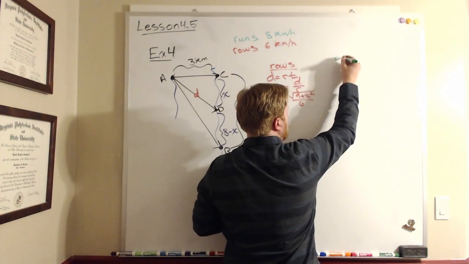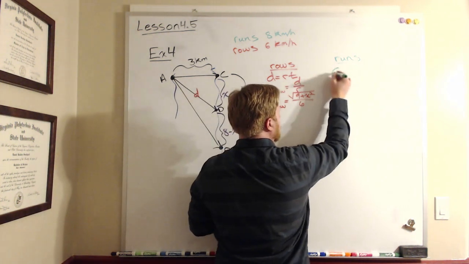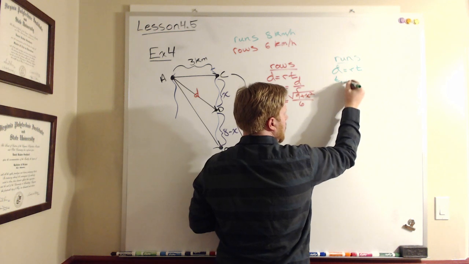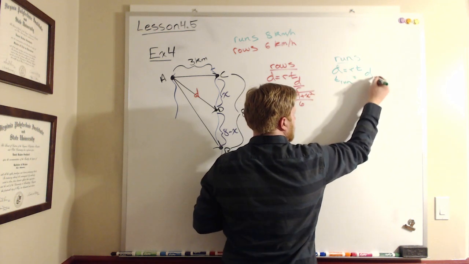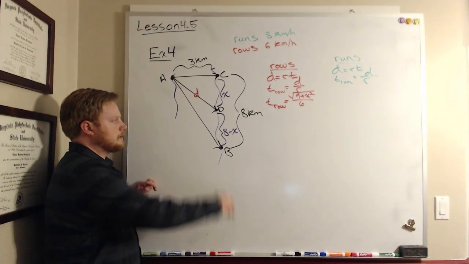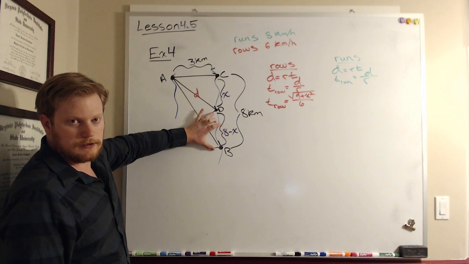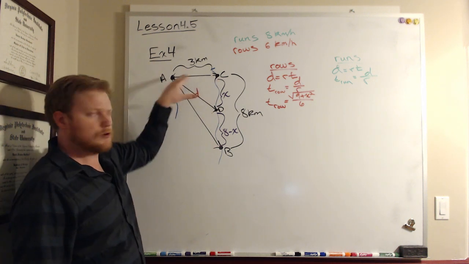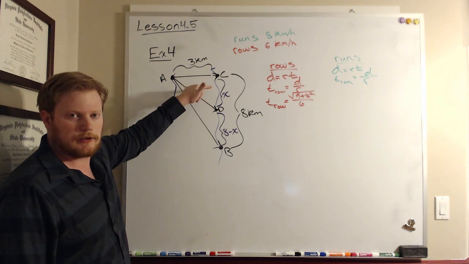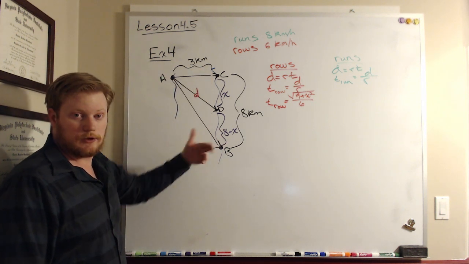How long does it take him to run? Same formula. Distance equals rate times time, and the time it takes him to run is the distance he has to run divided by the rate at which he can run. The distance he has to run is 8 minus x. But you say, what if he rows directly to C? Then the distance is 8. Well, true. Then x is going to come out to be 0, and the distance he runs is just 8 minus 0, which is 8.